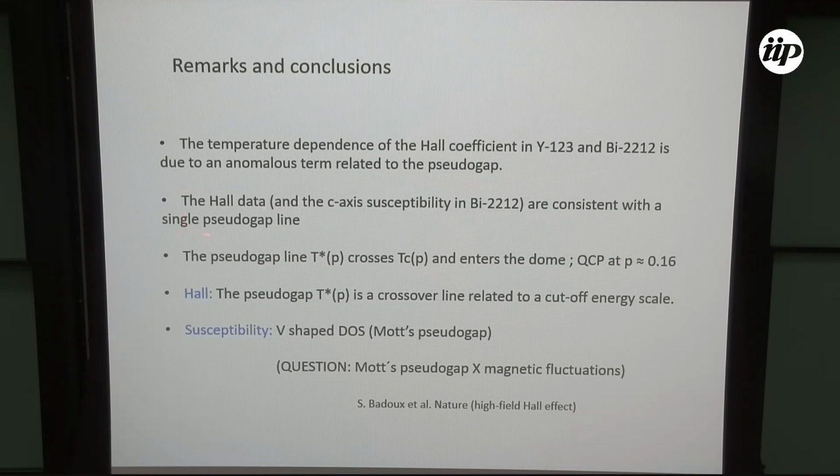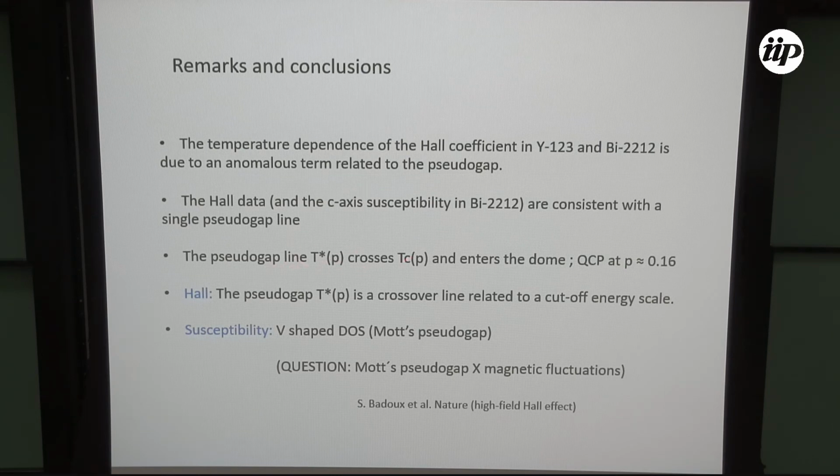And the Hall data and also the C-axis susceptibility in BISCO are consistent with a single pseudogap line; we are not able to discern two pseudogap lines, just the one. And this line is probably a crossover because of dispersion. You have several samples. The strategy was to study an enormous number of samples, just to make an idea if this is indeed a phase transition, or some crossover phenomenon. Since there is a significant dispersion, we are obliged to admit that it seems more like a crossover than a real phase transition.